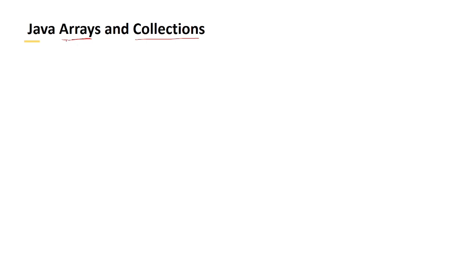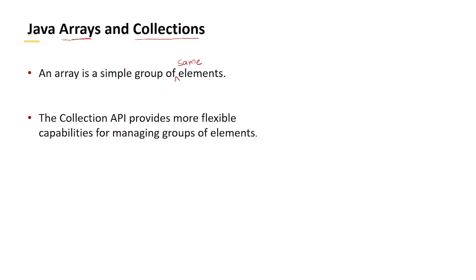So first we'll understand what an array is, and then we'll have a brief overview of the collection framework in Java. An array is a simple group of elements. Rather, I could say an array is a simple group of same elements, right? So let's see this. If you see, this is ball, ball, ball, ball, and these are all similar, right? So this is an array.